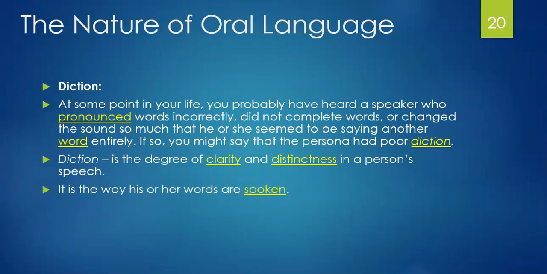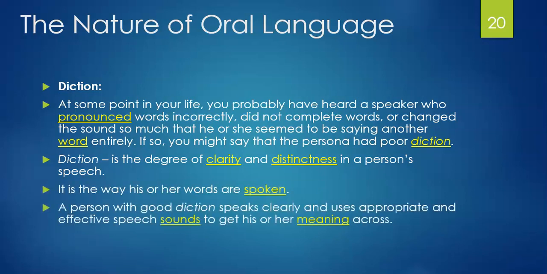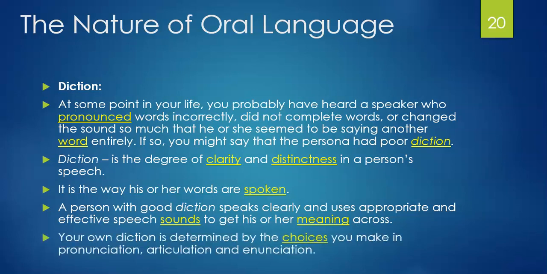It is the way his or her words are spoken. A person with good diction speaks clearly and uses appropriate and effective speech sounds to get his or her meaning across. Your own diction is determined by the choices you make in pronunciation, articulation, and enunciation.